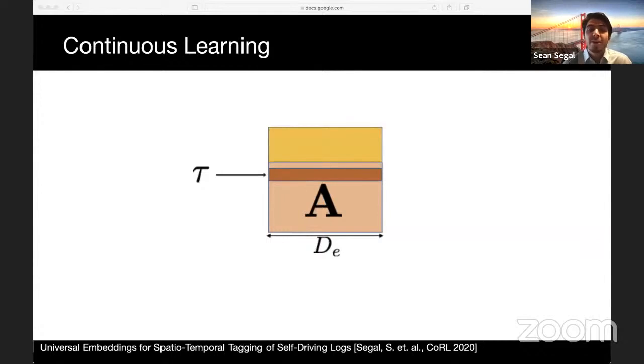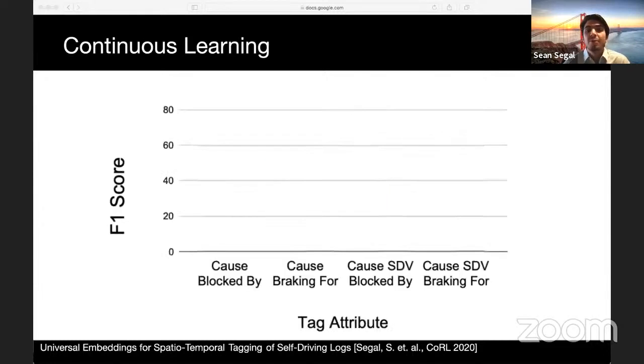Here, we explore whether our learned embedding can boost performance for new related attributes. For this experiment, we introduce an additional set of 4 attributes related to vehicle-to-vehicle interactions. We tag vehicles that cause another vehicle to be blocked or to brake. We also consider if the vehicle specifically causes the SDV to be blocked or to brake.